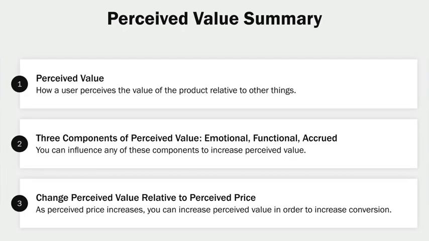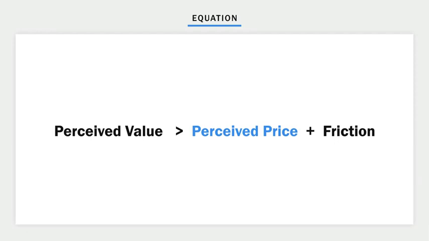So this is perceived value, how a user perceives the value of the product relative to other things. There's three components of perceived value: emotional, functional, and accrued, and we can play with any one of them to increase that perceived value. And the third is we can change perceived value relative to the perceived price. So as perceived price increases, we can increase that perceived value to increase conversion. In the next lesson, we're going to talk a little bit more about perceived price.